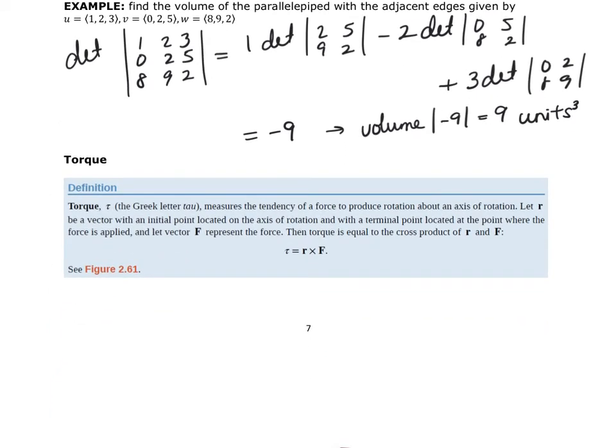Okay, let's take a look at our last piece of applications at this moment in time. We'll address this later in this calculus, and then again in Calc 4, let's look at the torque. So this is tau. It measures the force that is produced by a rotation around an axis of rotation. R is the vector with an initial point located on the axis of rotation with a terminal point located at the point where the force is applied. And let F represent the force. And the torque is equal to the cross product of R and the force.